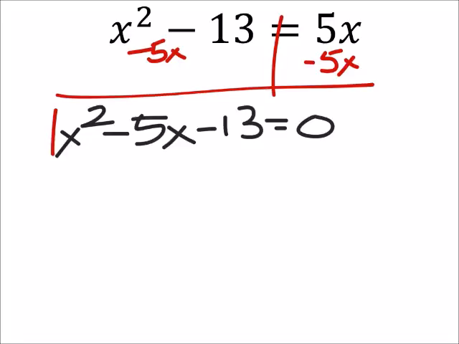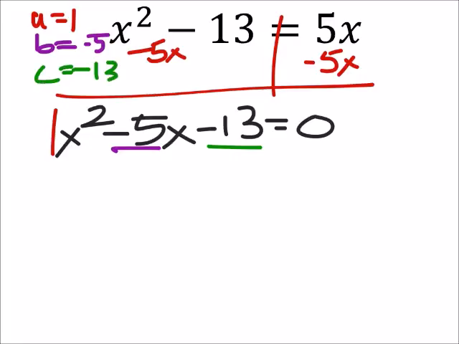And again, our a value here is the coefficient of x squared, which is 1. So a is 1. b is this negative 5, the coefficient of x. And c in this case is the constant, negative 13.